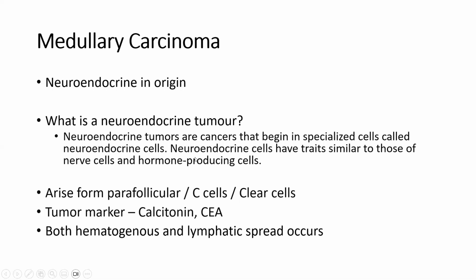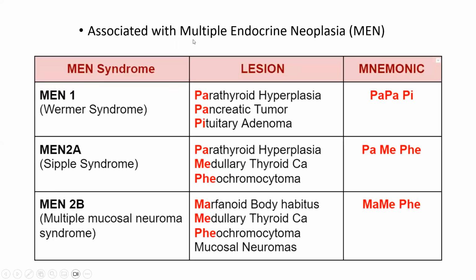Examples of neuroendocrine cells are your parafollicular C cells, the clear cells in the thyroid gland. Another example is in your adrenals, which also have neuroendocrine cells. The tumor marker for medullary thyroid carcinoma is calcitonin. The main one is calcitonin. CEA also sometimes might increase, but mainly we use calcitonin. Both hematogenous and lymphatic spread occurs. So neuroendocrine tumors can be associated with multiple endocrine neoplasia, what we call MEN syndrome.